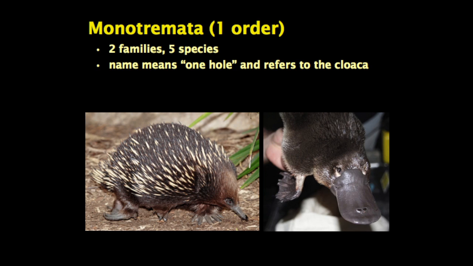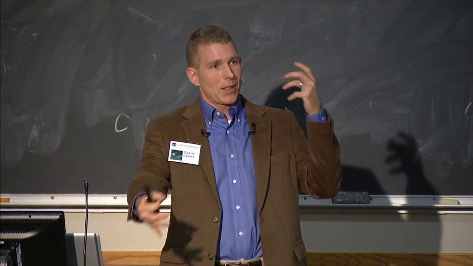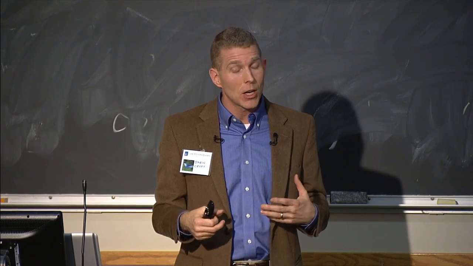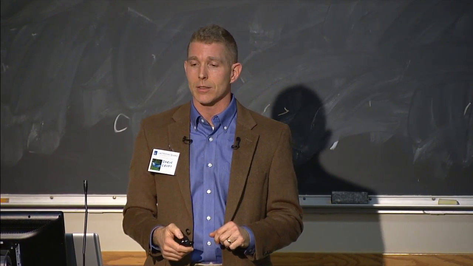And their name, Monotremata, means one whole, and it refers to the cloaca. And the cloaca is a common space in the body into which the products of both the reproductive and the excretory tracts dump. So they don't go out of the body separately, they go into one space. And that's a primitive characteristic that monotremes have, and they do have some other primitive characteristics.